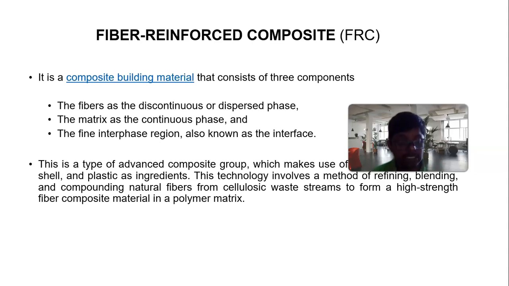Okay, so based upon these three different conditions, we need to make it as a composite building material for a faucet. This is where the advanced composite group, which makes use of rice husk and plastic as the ingredients. This involves a method of refining, blending, and compounding natural cellulosic waste streams to form a high-strength fiber, along with the composite material in polymer plus that we need to study with this epoxy.